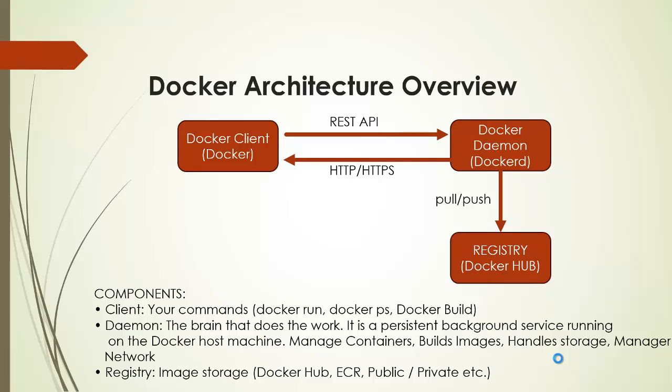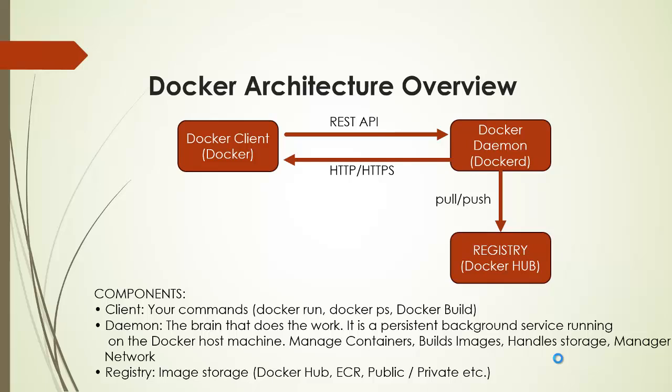Here is the Docker architecture overview. A Docker client sends commands through the REST API to the Docker daemon, or dockerd, and it pulls or pushes data from Docker Hub or a registry. Suppose we type a command like docker run, docker ps, or docker build. The Docker daemon is the brain that does the work.